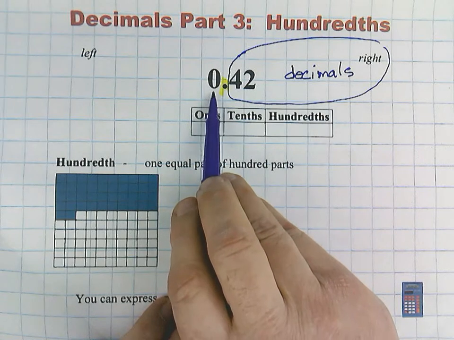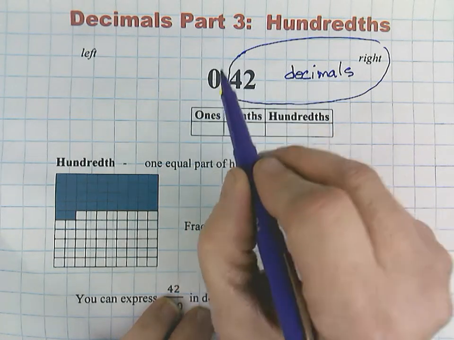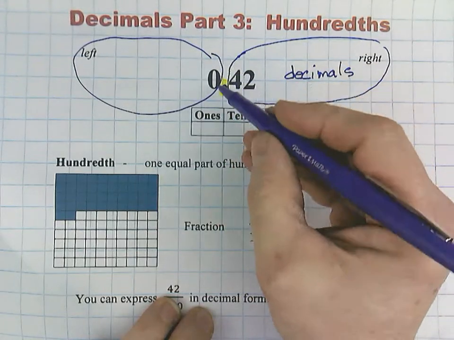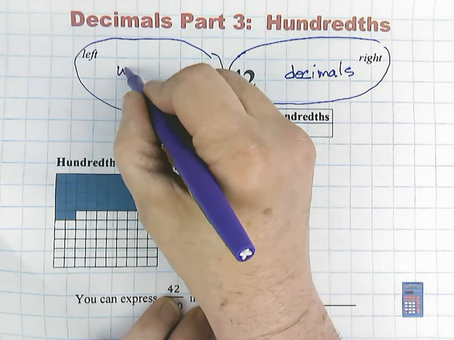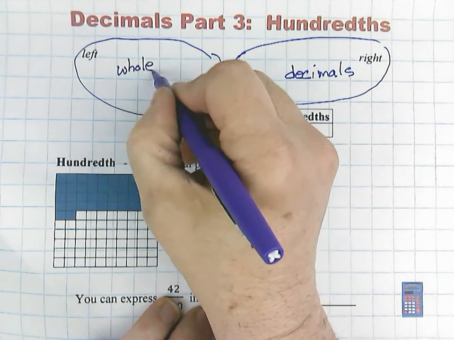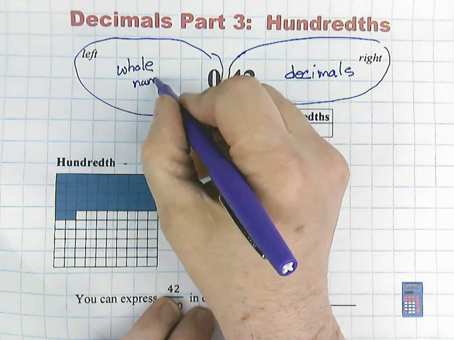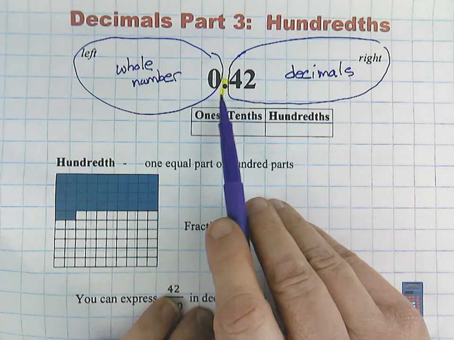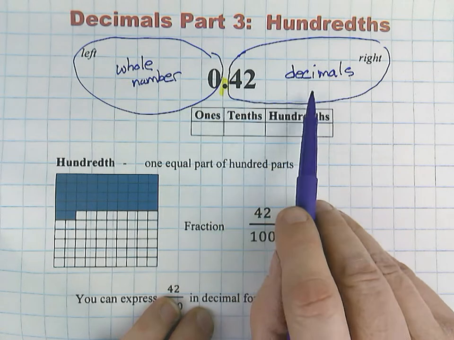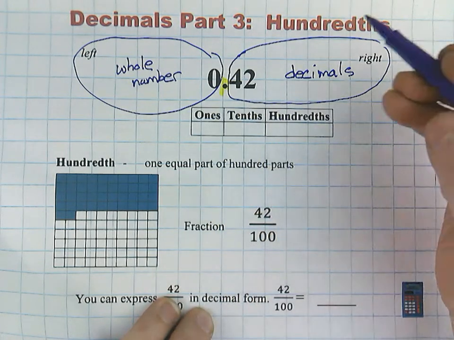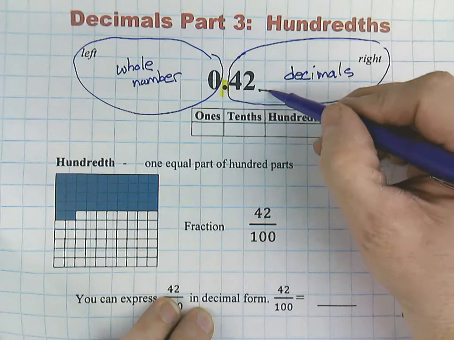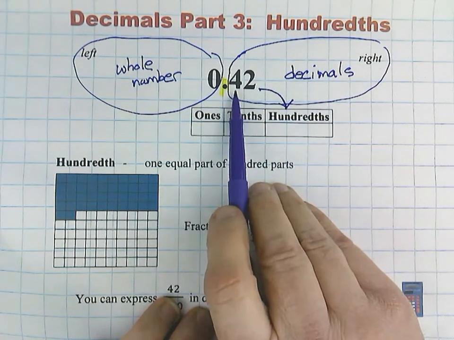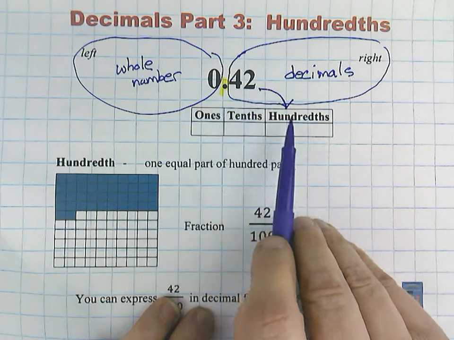The 0, on the other hand, is not a decimal. The 0 is on the left side. And in this case, the 0 is a whole number. We would read this number as 42 hundredths. The 4 is in the tenths place value, and the 2 is in the hundredths place value.